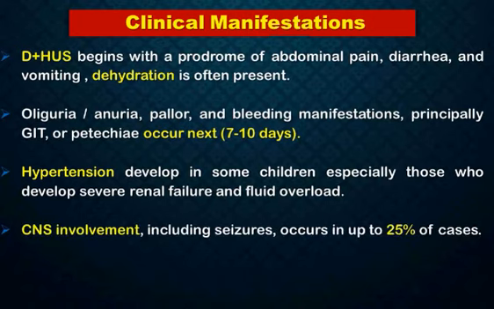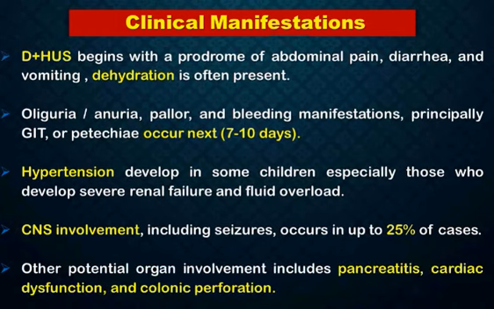CNS involvement by seizure up to 25% of the cases. And sometimes the CNS involvement is not by the seizure because of uremia, because of the CNS bleeding, because of thrombocytopenia. Other potential involvement like the pancreatitis, heart failure or cardiac dysfunction as we written here, and colonic perforation, hemorrhagic enterocolitis leading to even perforation of the colon.